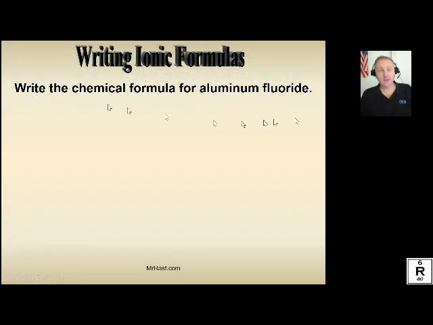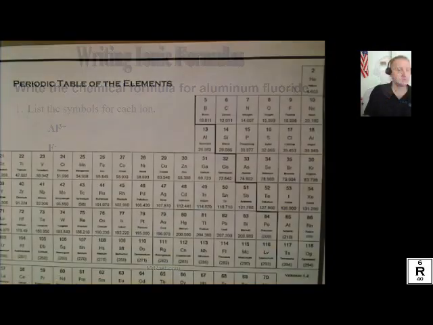So let's write the formula for aluminum fluoride. Here's another ionic compound, aluminum fluoride. Remember, it's fluoride, which would mean that the base element was fluorine. So we list the symbols for each element. If you look at your periodic table, you should be able to predict that aluminum is 3 positive and fluorine is -1.